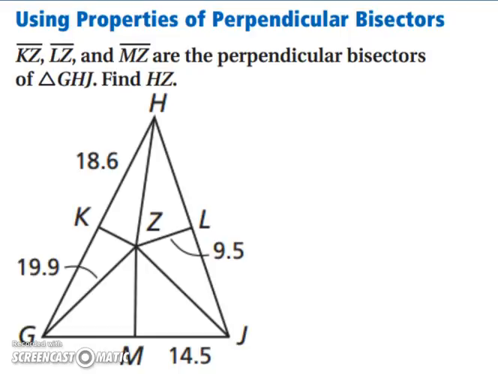Let's use properties of perpendicular bisectors. So we have KZ, LZ, and MZ are the perpendicular bisectors. So that tells you that where those three lines meet is going to be your circumcenter. We want to find the measure of HZ. So we know that each of these are the perpendicular bisectors, making this our circumcenter. Therefore, from this point to every vertex will be the exact same length. So if GZ is 19.9, HZ will also be 19.9.